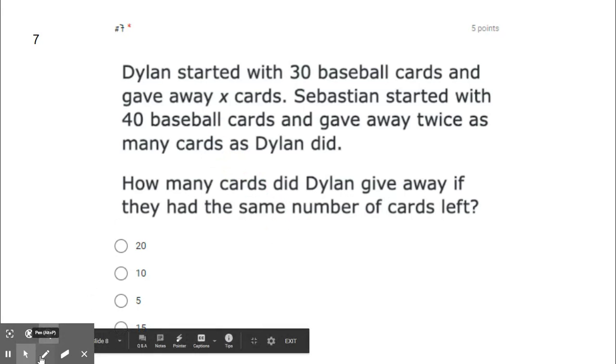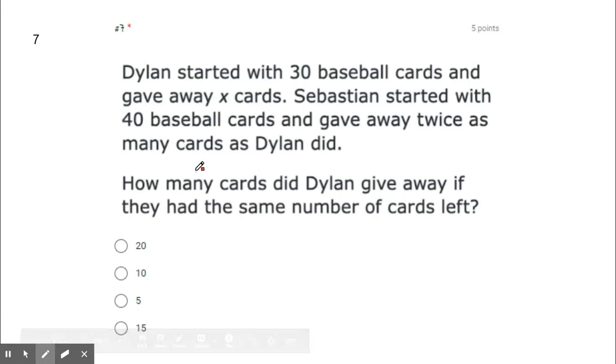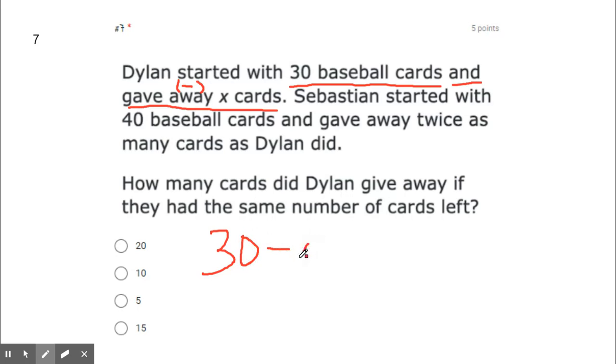All right, so this is taking what we just had with the equations. You're having two equations that are both equal to each other. So 30 baseball cards and gave away that x cards. Gave away, that's a subtraction. So he took away some. So for Dylan, it would be 30. He had 30 cards, and he took away a value of x. We don't know how many.